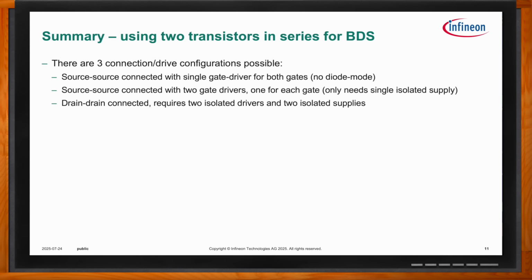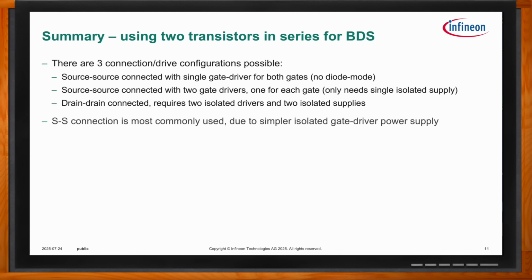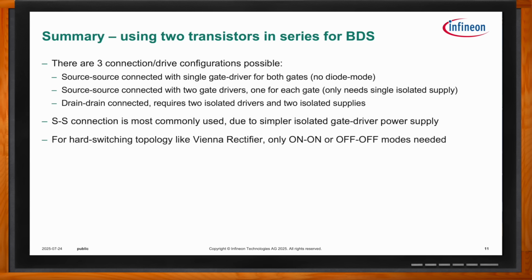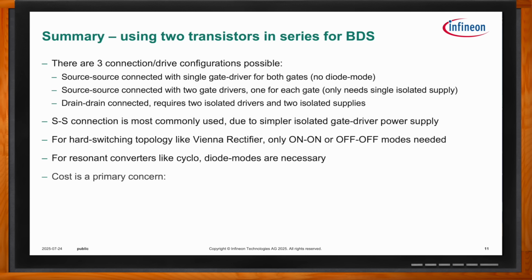The source to source connection is most commonly used just because it's simpler and I only need that single isolated supply. For hard switching topologies like the Vienna rectifier, where I only need on or off, I would use that simplest approach. On the other hand, for resonant converters like the cycloconverter, I need that diode mode as we just talked about. But really what drives all this, of course, is cost.